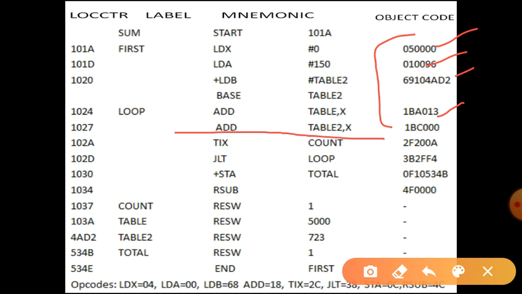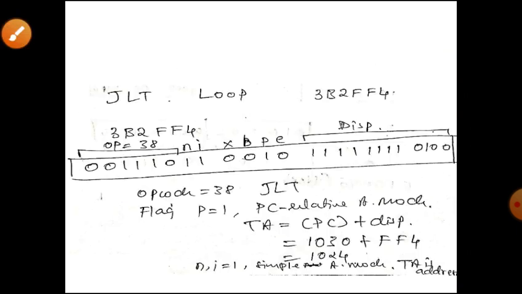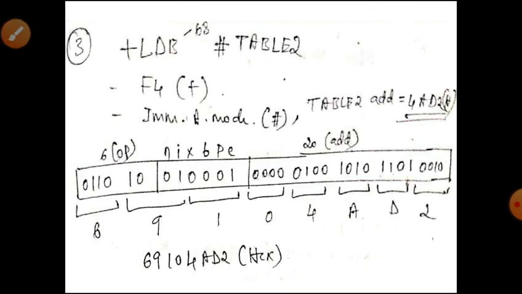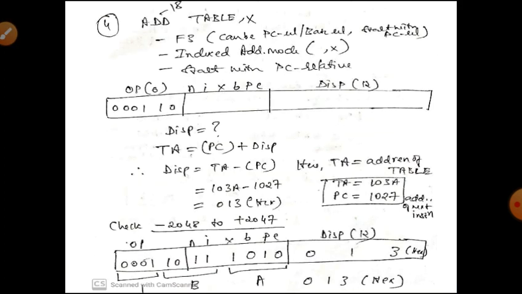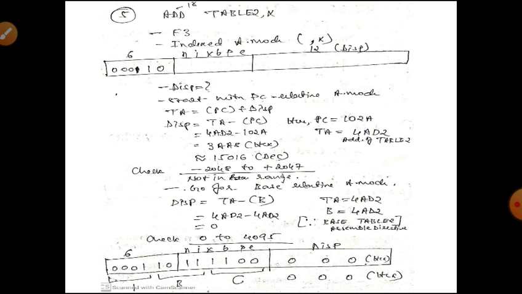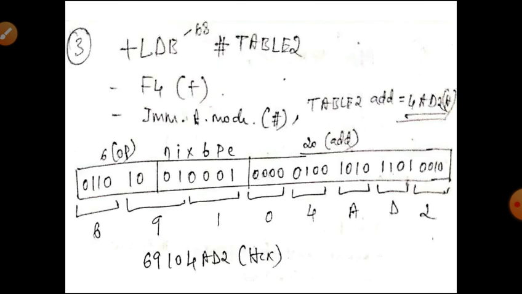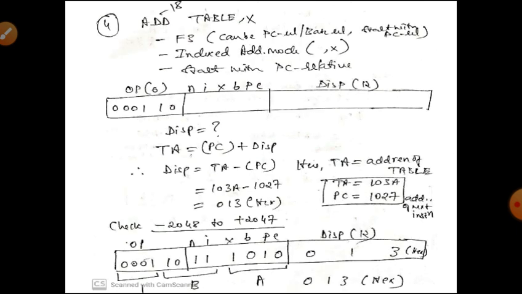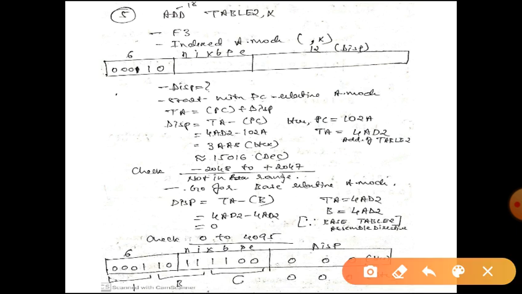Add table 2 comma x. It is calculated similarly. You can pause the video and check it. Yeah, this calculation is a little bit more involved, so let me explain it. As I told, start with format 3 because there is no plus. Since there is a comma x, you assemble it using indexed addressing mode.